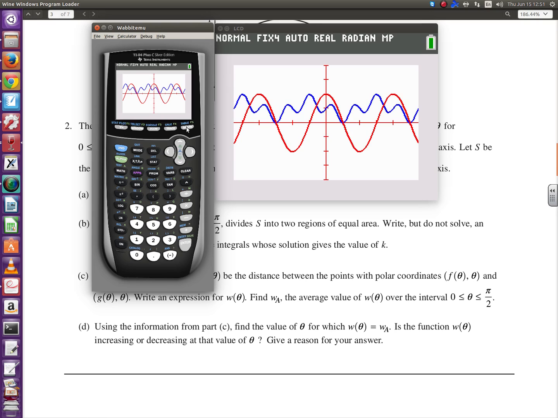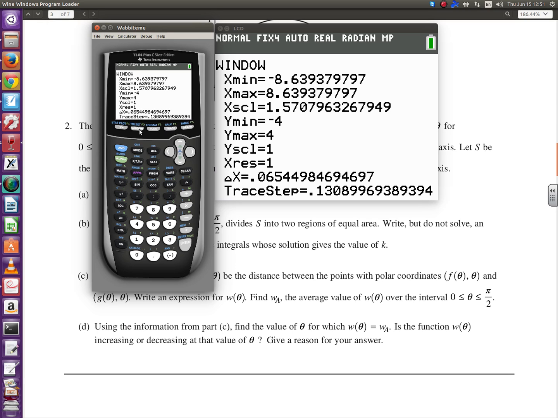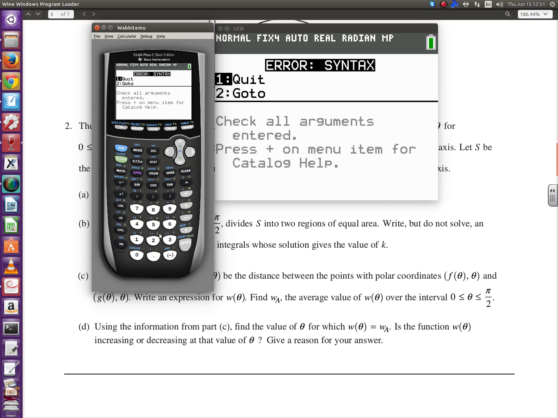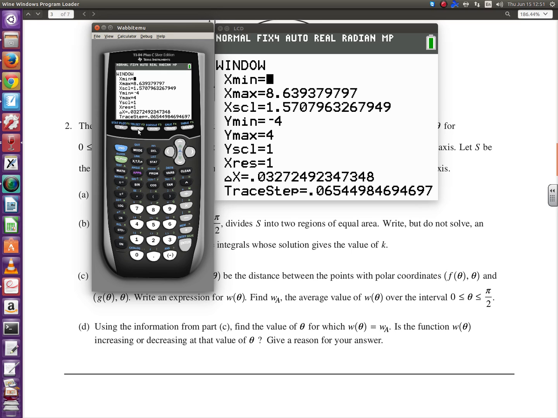Let's see. If the range is 0 to 2 at most, and the domain is 0 to pi over 2. All right, let's blow this up a little bit. It's not going to be a square window, but that's okay. From 0 to pi over 2, just see what's going on. Whoopsie, what did I do? 0 to pi over 2. There you go.